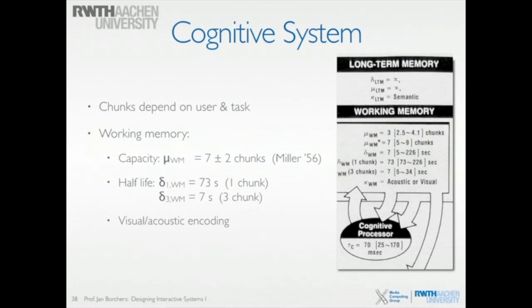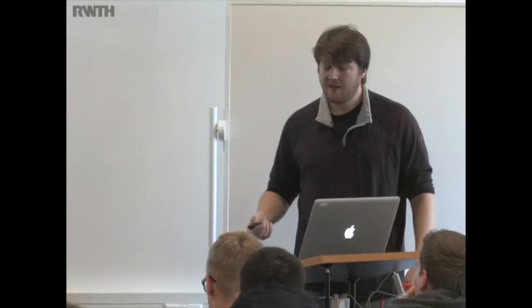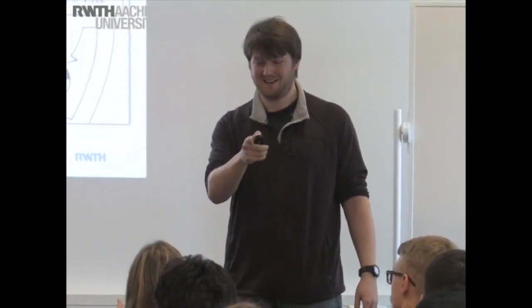But if you try to remember more, for example, 3 chunks, this goes rapidly down. So it's just 7 seconds that you can keep it in your working memory. And there are different capacities and half-lives for visual or auditory stores. So for the capacity, what would you think has a higher capacity, the visual store or the auditory store? Someone else this time? Visual store. The visual store?